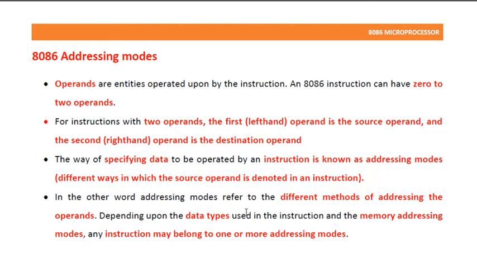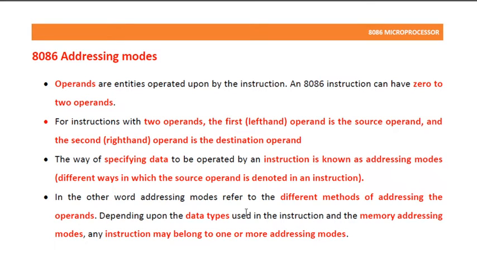Operands are basically entities that are operated upon by the instruction. An 8086 instruction can have 0, 1 or 2 operands. For an instruction with two operands, the first operand is the source operand and the second operand is the destination operand.